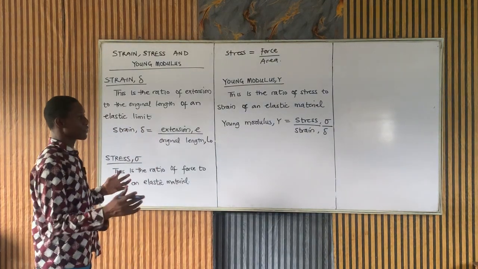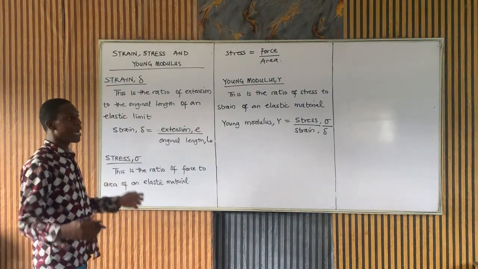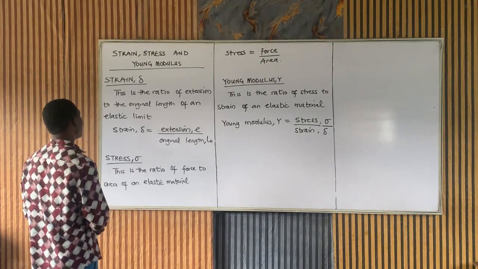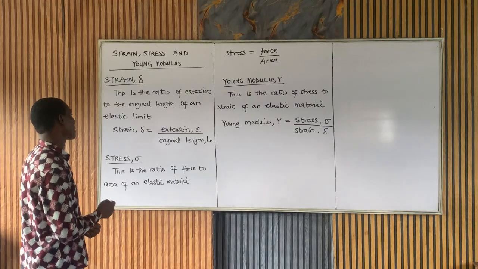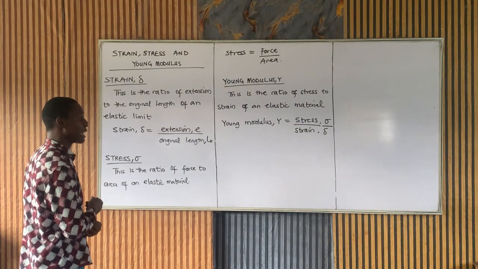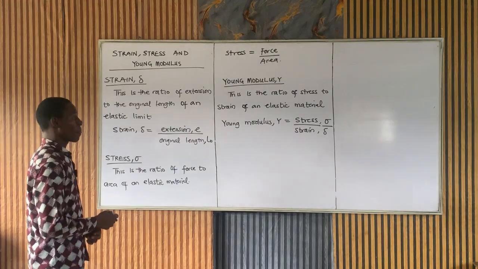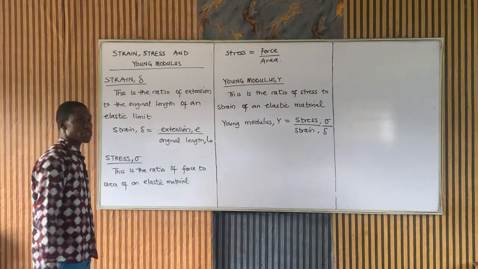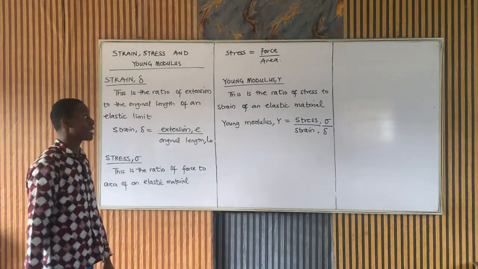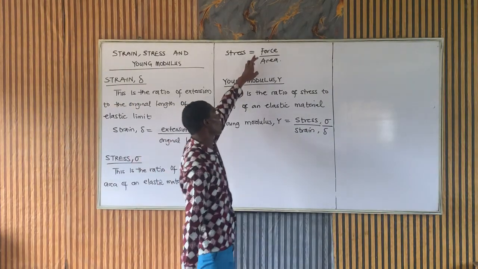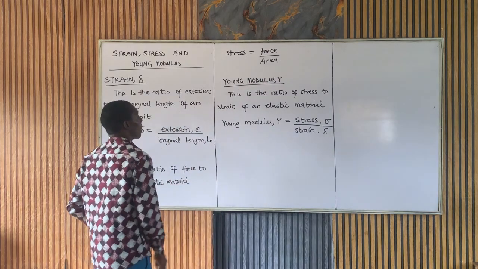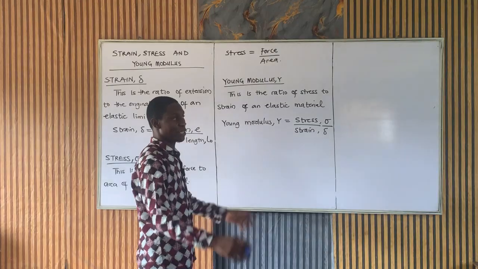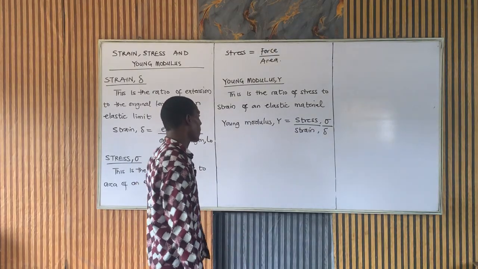So we want to look at strain, stress, and Young modulus. Strain is the ratio of the extension of an elastic material to its original length. That is strain. And stress is the ratio of force to the area of an elastic material. So stress is force over area. And Young modulus is the ratio of stress to strain of an elastic material.